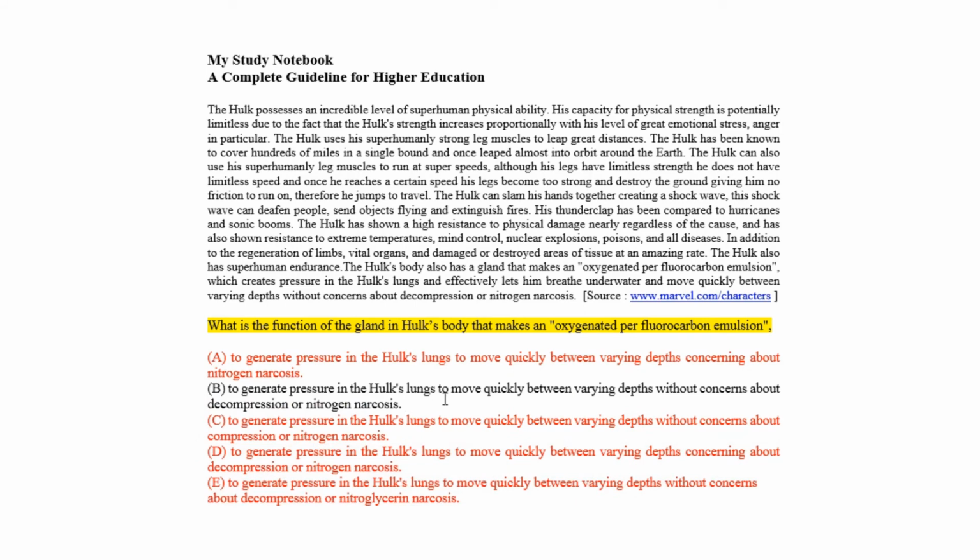The function is reflected to generate pressure in Hulk's lungs to move quickly between varying depths without concerns about decompression or nitrogen narcosis. So the correct answer is choice B.